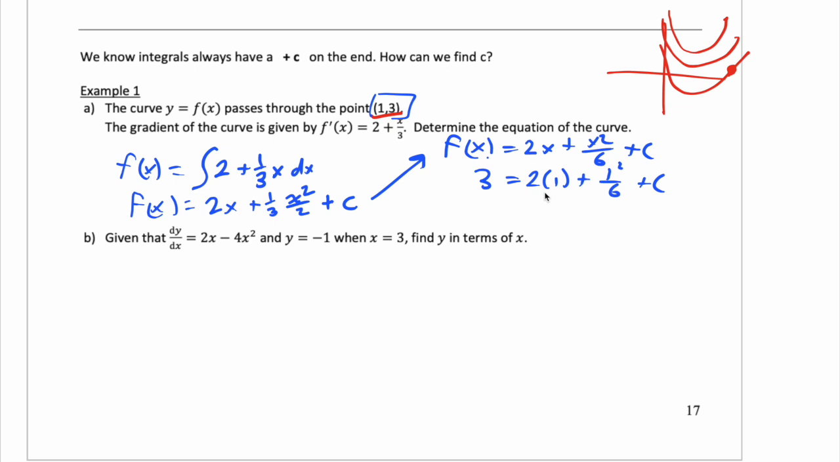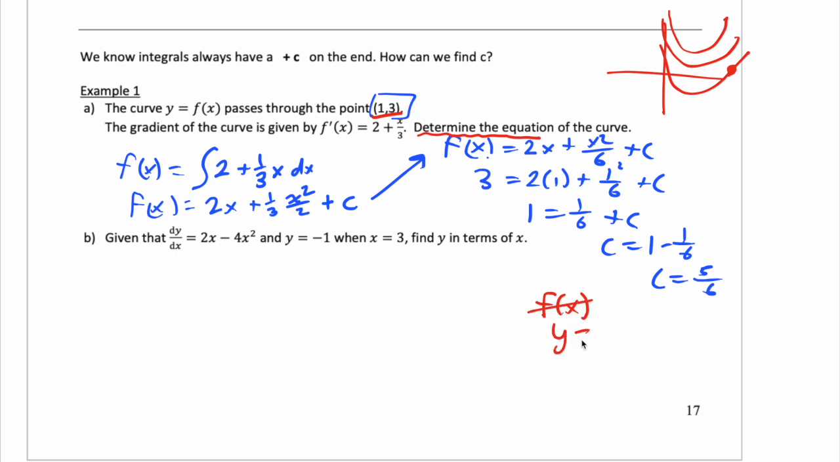And then we can calculate c, so we subtract 2 from both sides, we get 1 equals 1/6 plus c equals 1 minus 1/6, so c equals 5/6. We technically have not answered the question yet because it says determine the equation of the curve, so I guess we can write y equals 2x plus x squared over 6 plus 5/6.